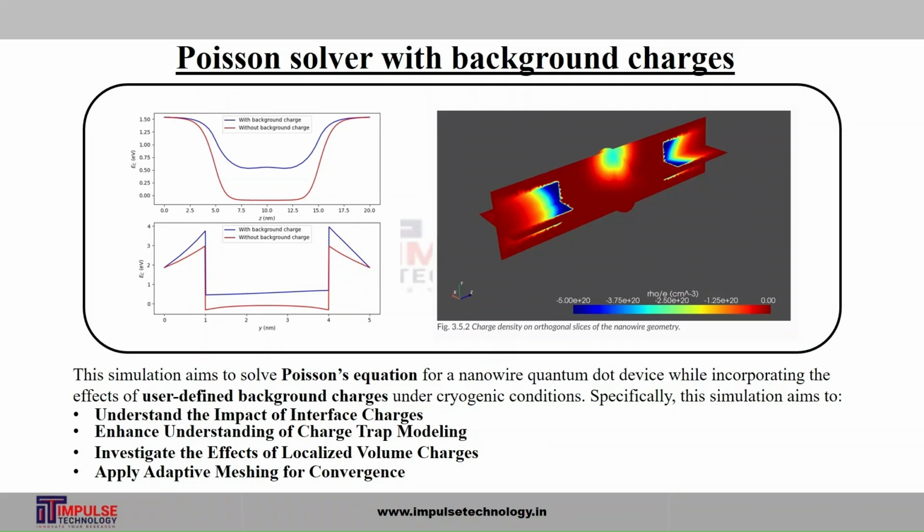Hello everyone. In this video, we go through the Poisson solver with background charges. The main objective of this simulation is to solve the Poisson equation for a nanowire quantum dot device while incorporating the effect of user-defined background charges under cryogenic conditions. Especially, this simulation aims at understanding the impact of interface charges, enhancing understanding of charge trap modeling, and investigating the effect of localized volume charges and applied adaptive meshing for convergence.